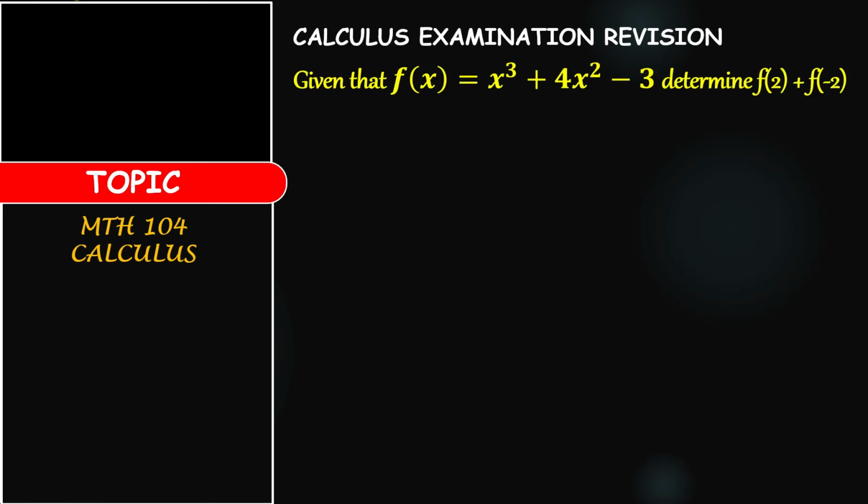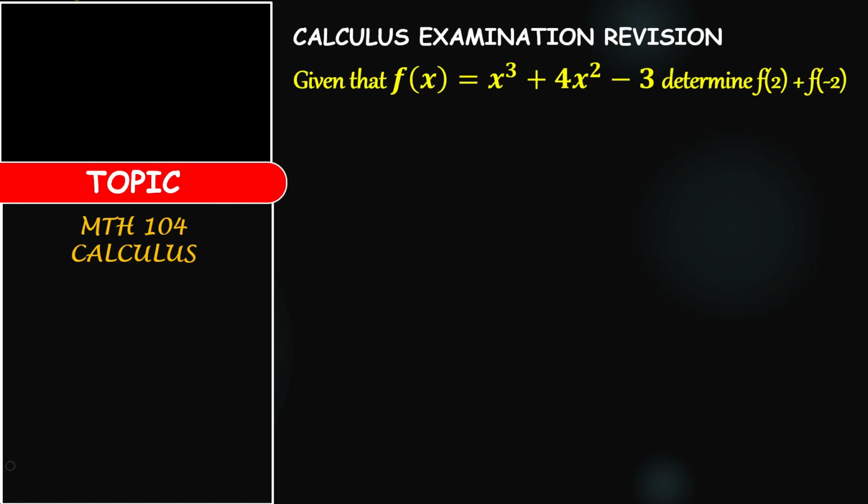The next one says, given that f of x is x raised to the power of 3 plus 4x squared minus 3, determine f of 2 plus f of minus 2. Now, one thing you should know is that some of the questions we have here are not that clear, so you might be expecting some little changes. If there are no little changes, then you should know that that is the correct answer.